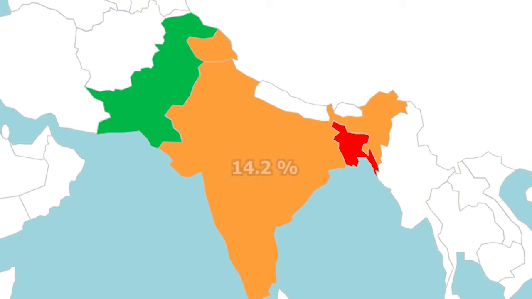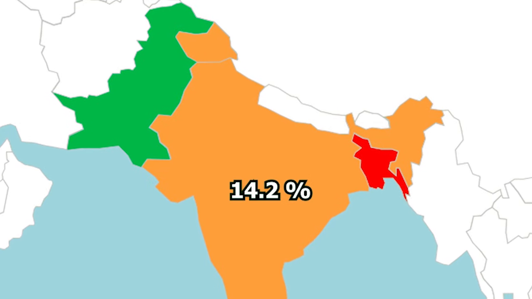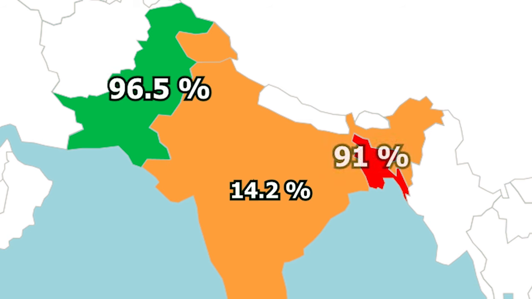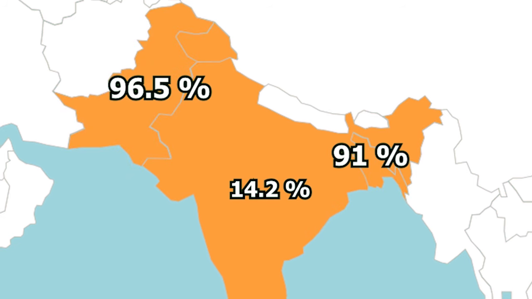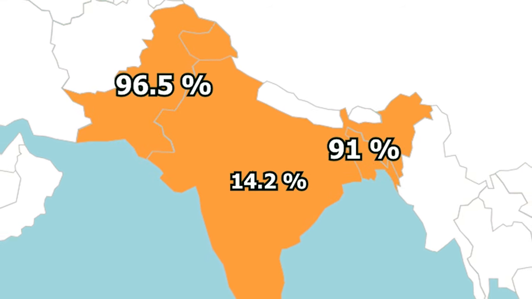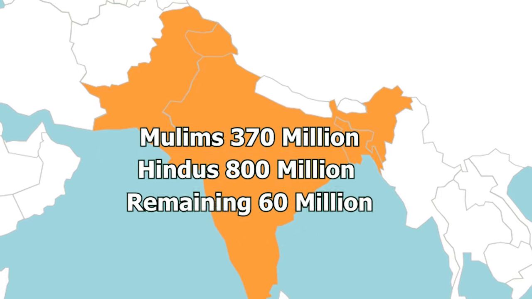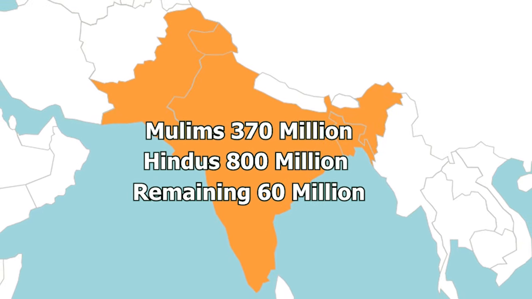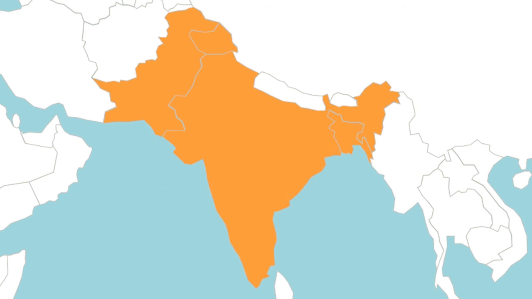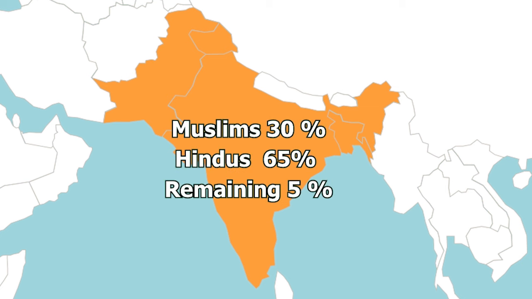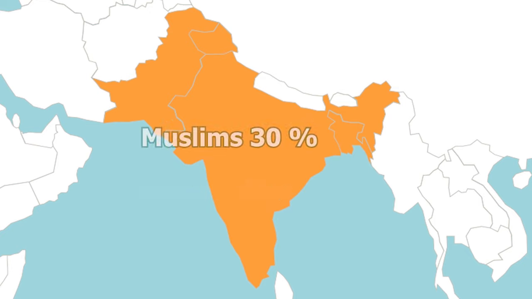In India, the proportion of the Muslim population is 14.2%. In Pakistan, it's 96.5%, and in Bangladesh, it's 91%. If we apply the same proportions of the population to the total registered voters of these 3 countries, the total number of Muslim voters would be 370 million, Hindus would be 800 million, and the rest would be 60 million. In United India, out of a total of 1.23 billion voters, Muslims constitute 30%, Hindus constitute 65%, and the rest, 5%, belong to other religious groups.